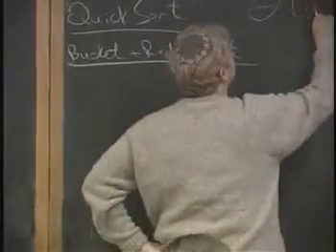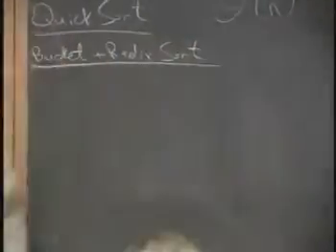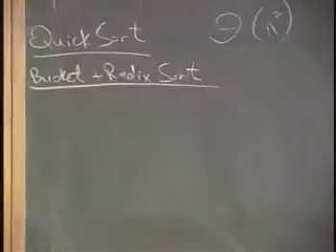The interesting thing about Quicksort is that if you analyze its worst case, it's not so quick. Its worst case is order n squared.